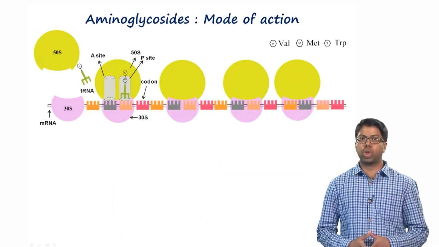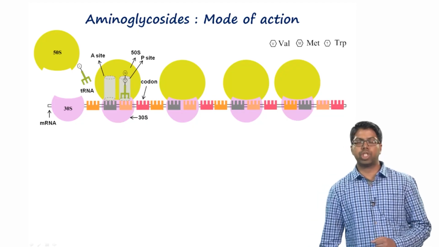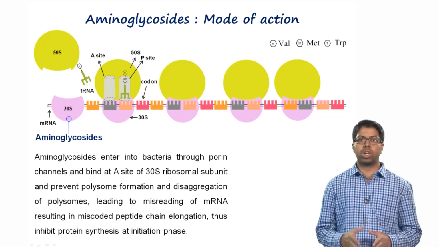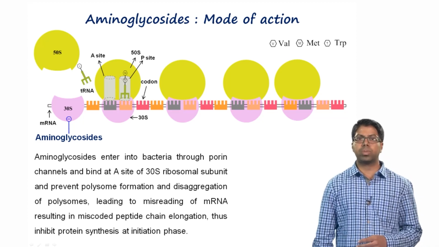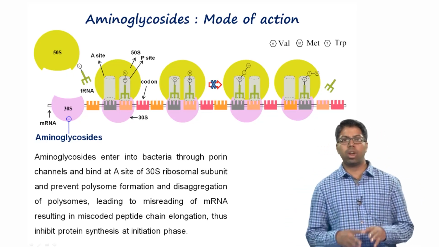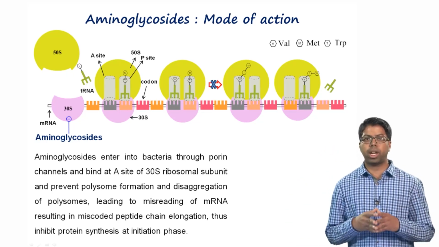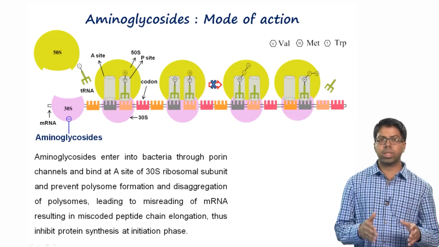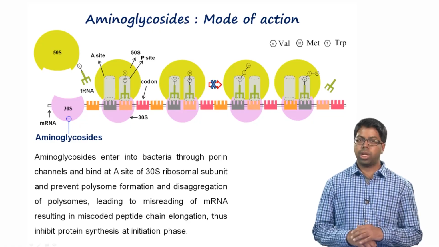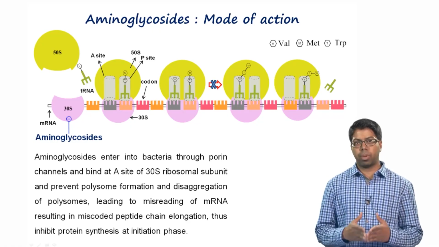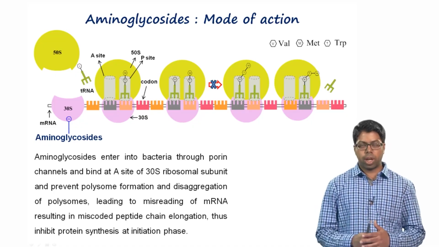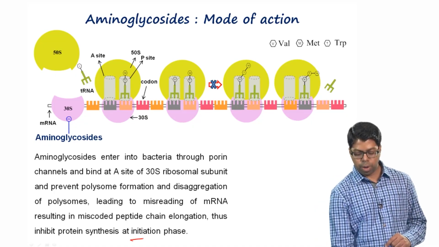Aminoglycosides enter into bacteria through active transport or by facilitated diffusion and bind at the A site of the 30S ribosomal subunit, and it prevents the polysome formation. Further, it is also responsible for disaggregation of polysomes into non-functional monosomes, leading to misreading of mRNA, which results in a miscoded peptide chain elongation, and thus it inhibits the protein synthesis at the initiation phase. This results in the inhibition of many metabolic pathways that results in leakage of cellular constituents from the bacteria and cell death of the bacteria. To remind you, aminoglycoside is the first class of antibiotic which inhibits the initiation phase of the protein synthesis.